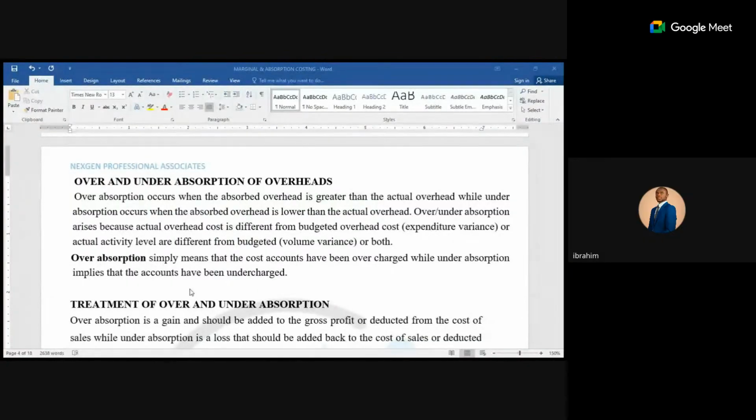If you want to determine your over and under absorption, like I said, you will appreciate this when we get to variance analysis. Now, if there is a difference between your actual overhead and the budgeted overhead, you can either have over or under absorption.